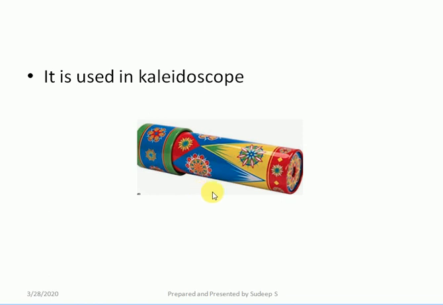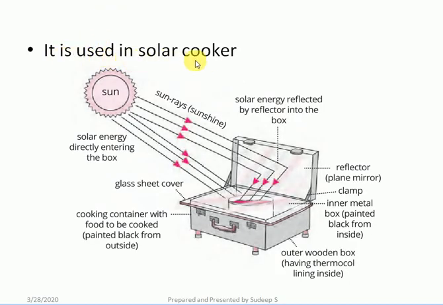It is used in a kaleidoscope, which produces beautiful patterns that are used by fashion designers. It is used in a solar cooker, which is a device that utilizes solar energy for cooking food. It consists of an outer wooden box, glass sheet cover, cooking container with the food to be cooked, and a plane mirror as a reflector.